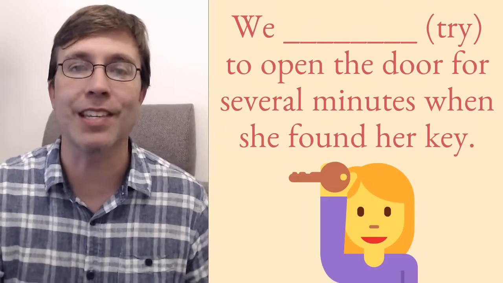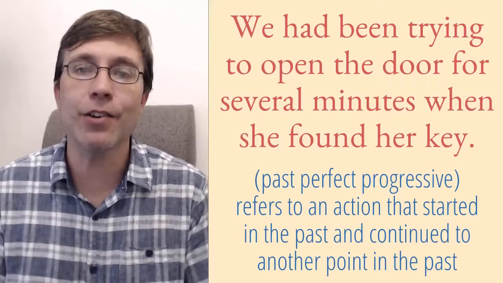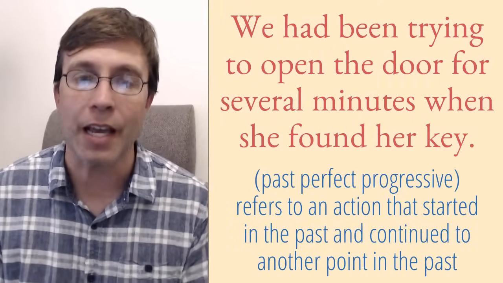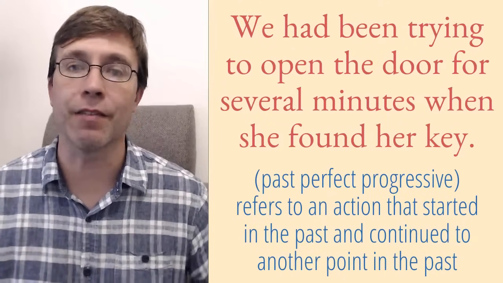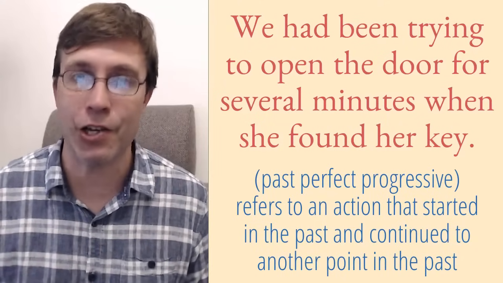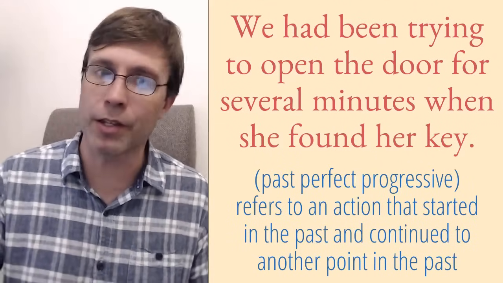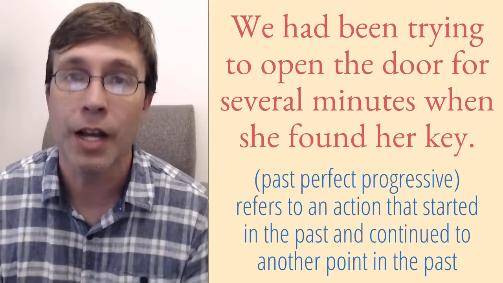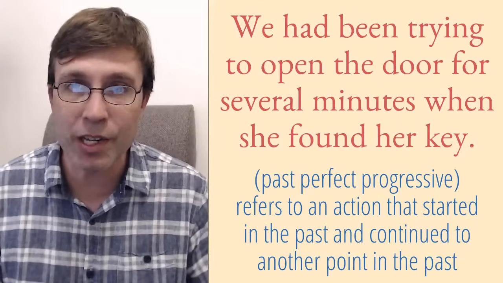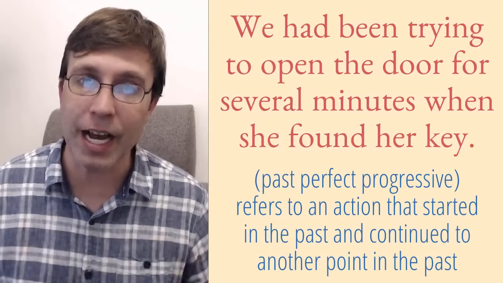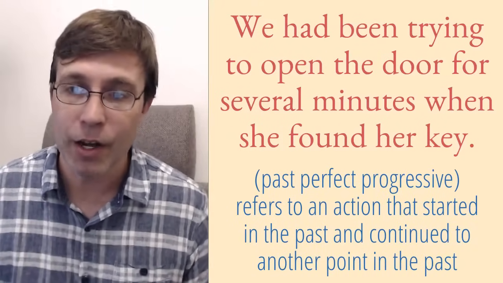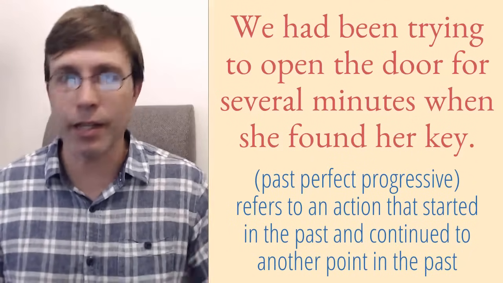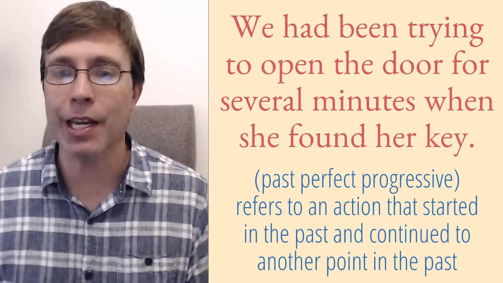So in this case, we'd say, we had been trying to open the door for several minutes when she found her key. Past perfect progressive. It is a continuous action. Because you're not just trying once, whoop, the door won't open, let's stop. You're continuously trying to open the door. But it's in the past, it's a continuous action, it's for a duration of time, had been trying, all right? We had been trying to open the door for several minutes when she found her key. Suddenly she found her key, and now we can open the door.